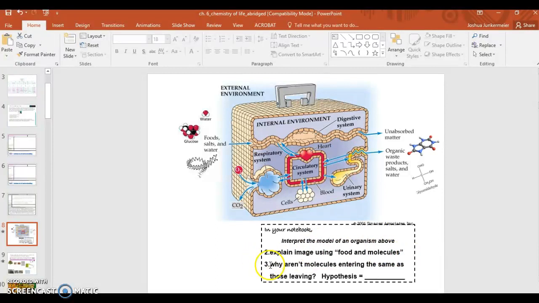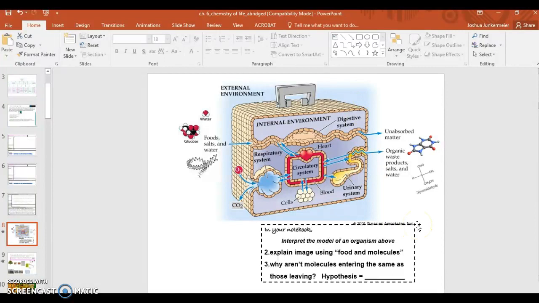And then it says number 3, why aren't molecules entering the same as those that are leaving? So why do you think what goes in isn't the same as what comes out? So you can create a hypothesis. What do you think? I think blank. Why do you think this is not coming out here? Because this goes in, something else comes out. So why do you think that is?